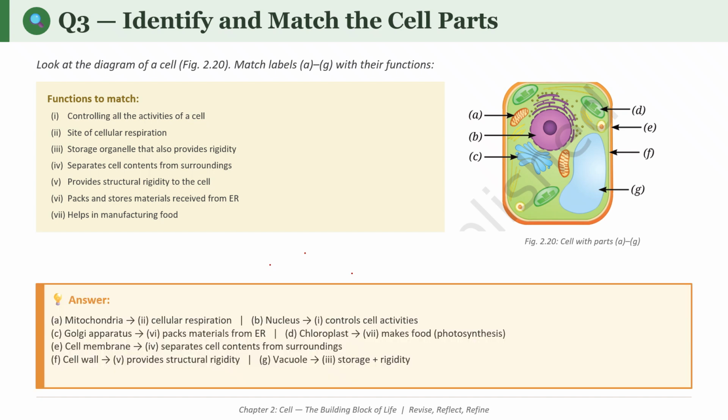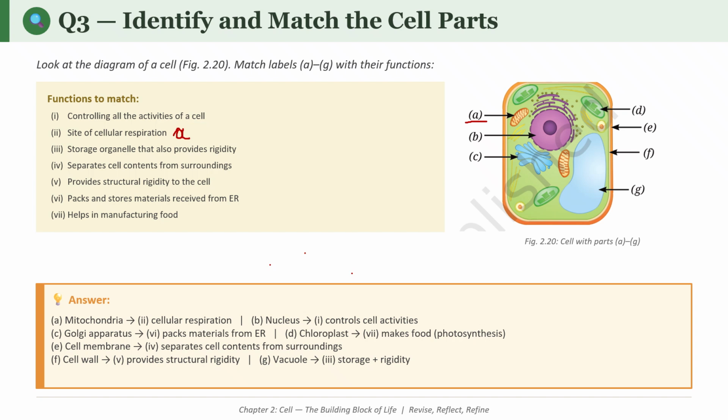So mitochondria. Where is A, children? Are you able to see? So this A is nothing but mitochondria. What is mitochondria? Powerhouse of the cell. Then can you spot where this function is? Yes, it is a site of cellular respiration. So this is A.